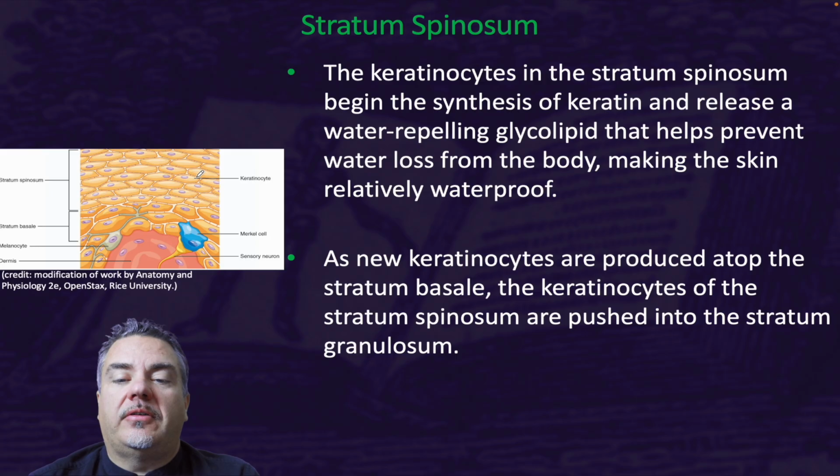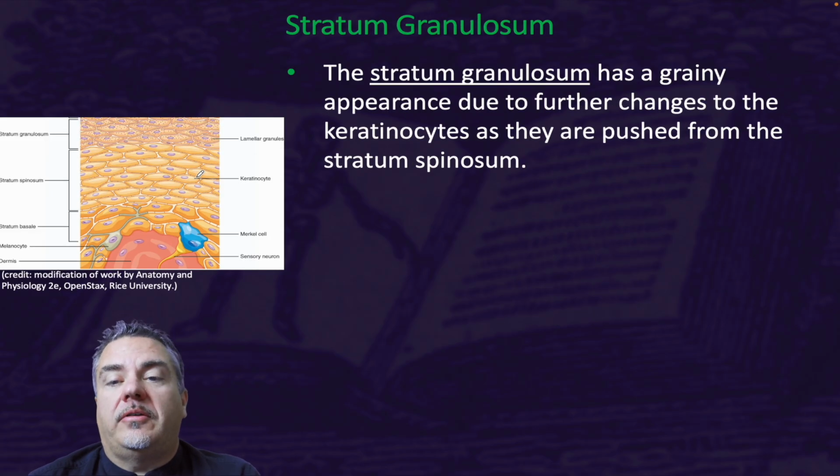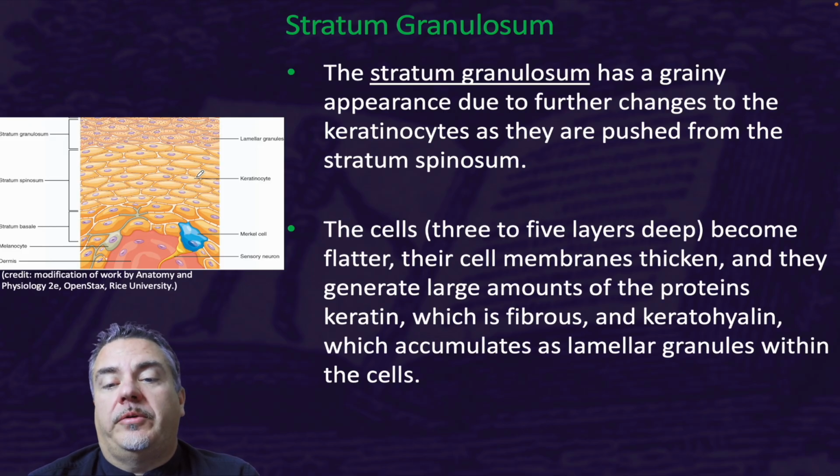As new keratinocytes are produced atop the stratum basale, the keratinocytes of the stratum spinosum are pushed to the stratum granulosum. The stratum granulosum has a grainy appearance due to further changes to the keratinocytes as they are pushed from the stratum spinosum. The cells, 3 to 5 layers deep, become flatter. Their cell membranes thicken, and then generate large amounts of the proteins keratin, which is fibrous, and keratohyalin, which accumulates as granules within the cells.